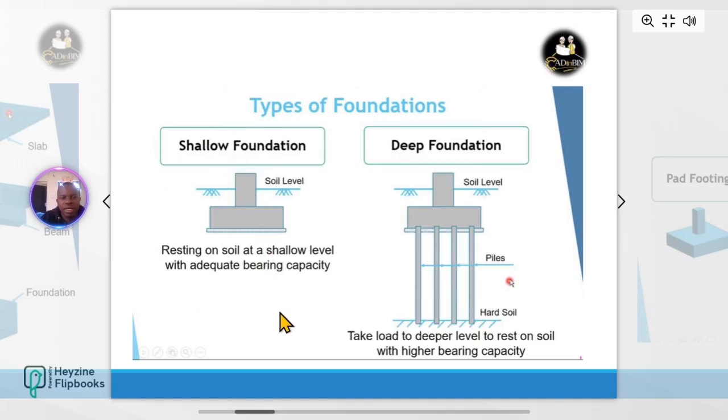As I had just mentioned, types of shallow foundation, and pile foundation forms majorly part of the deep foundation, or is the major type of deep foundation. They take load to deep level to rest on soil with higher bearing capacity. So if maybe you are working on soil that is not stable or does not have sufficient bearing capacity, you need to go deep in the soil. By going deep, you can drill these piles to reach the hard bearing soils with sufficient soil capacity.